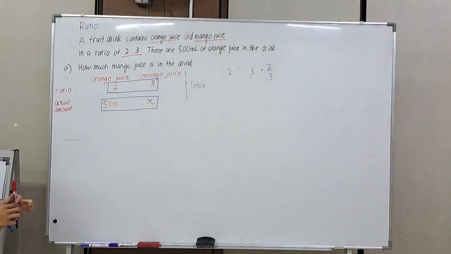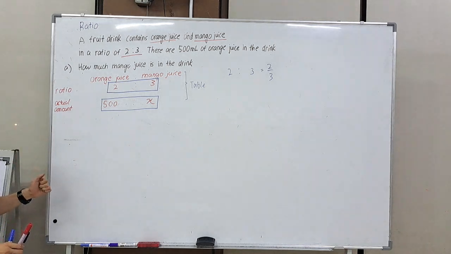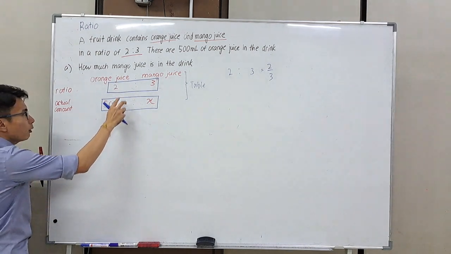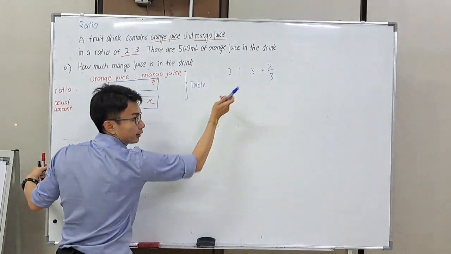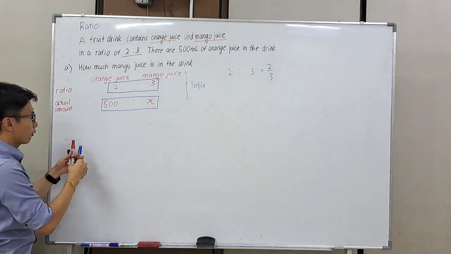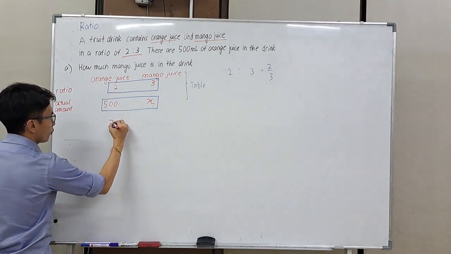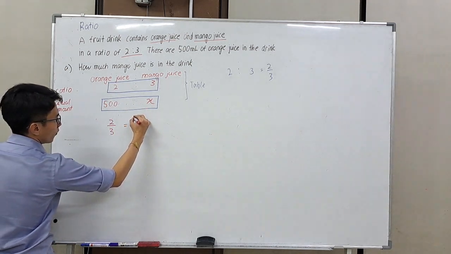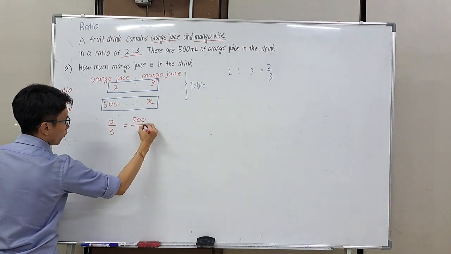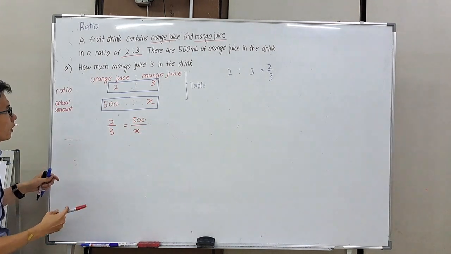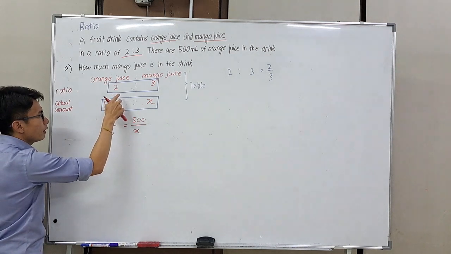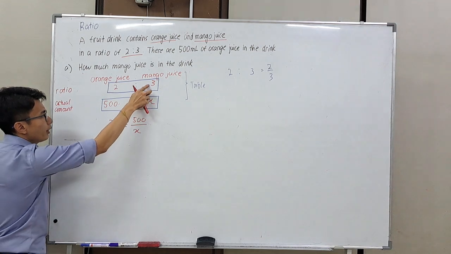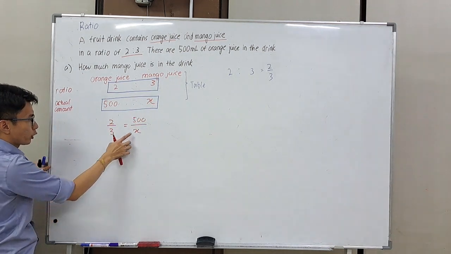So what am I going to do now? I am going to form an equation over here. I'm going to change this into a fraction based on my understanding. So this is what's going to happen now. I have 2 over 3, equals to 500 over x. So can you see over here? This 2 is corresponding to this 500, and this 3 is corresponding to this x.